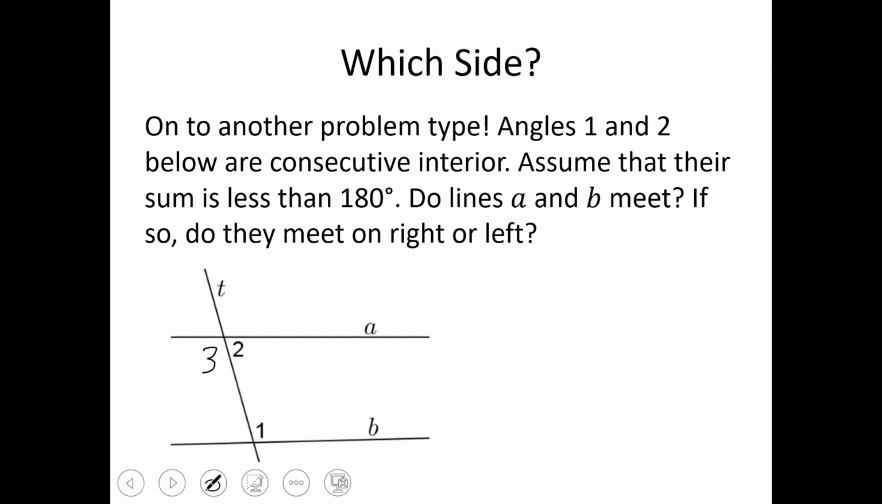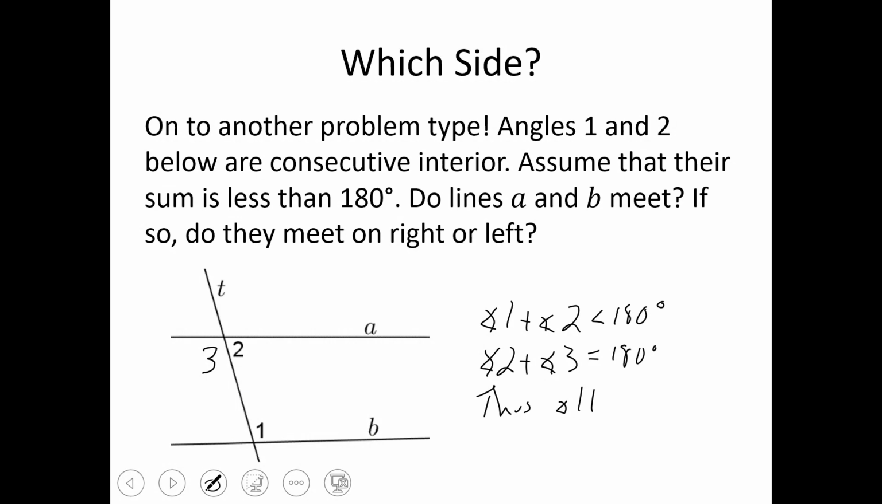So here, first of all, is something we know. We know that angle 1 plus angle 2 is less than 180 degrees. That's simply the given. But we also know, of course, that angle 2 plus angle 3 is equal to 180 degrees. That's just simply the linear pairs theorem. And then we can draw a conclusion from this. The conclusion is, just by simple substitution, that angle 1 plus angle 2 is less than angle 2 plus angle 3.